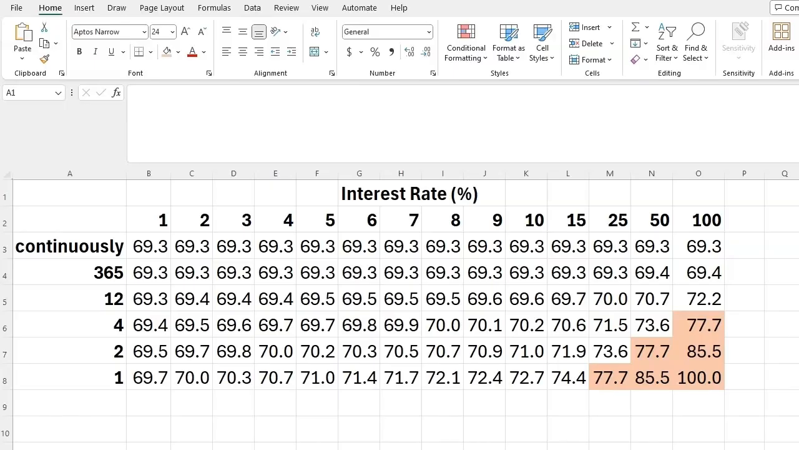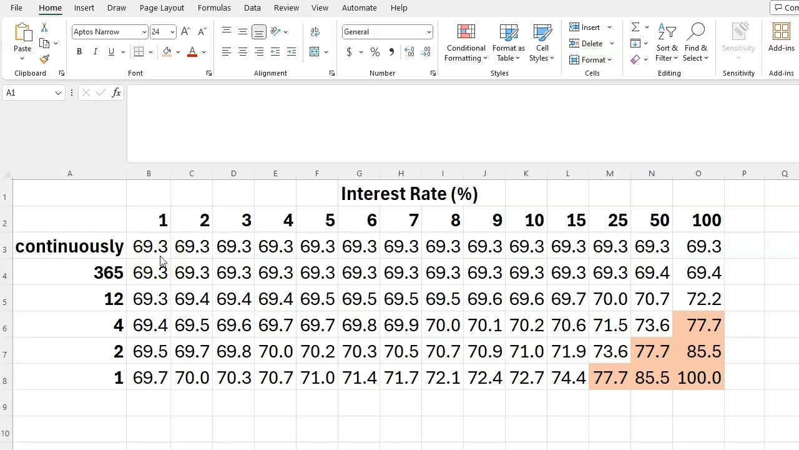Now, what if the interest is not compounded continuously? What if it's compounded monthly or daily or some other way? Can we still use the rule of 70? Well, it turns out that we can. Now, the rule of 70 could really be called the rule of 69 or the rule of 69.314 because that's what 100 times natural log of 2 is.